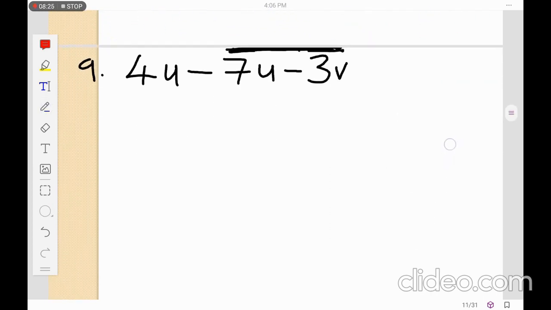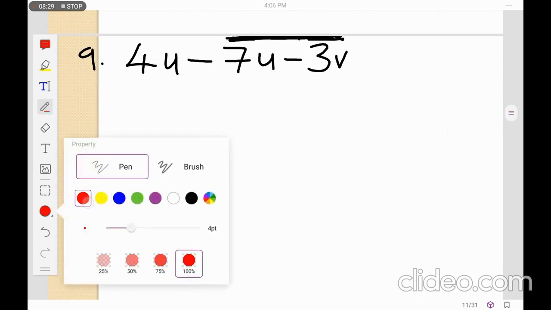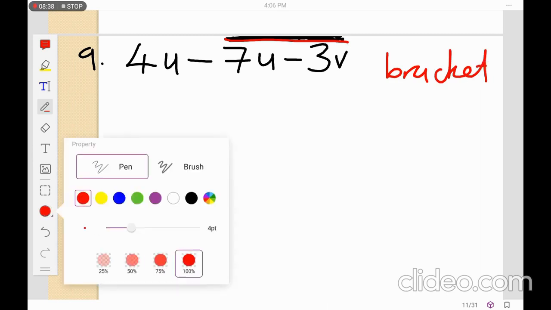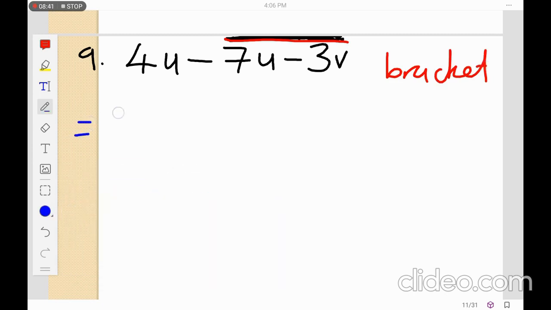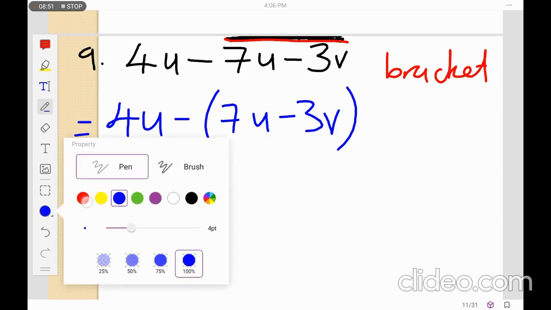Let's do another one for you. Okay, so here when we have this line here, it means it's a bracket. This is a bracket. Okay, so let's simplify that. I can rewrite it and have 4u minus bracket 7u minus 3v. That's what it is. I'm just rewriting it, including the bracket. Now let's remove the bracket.